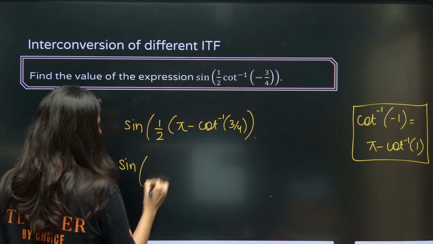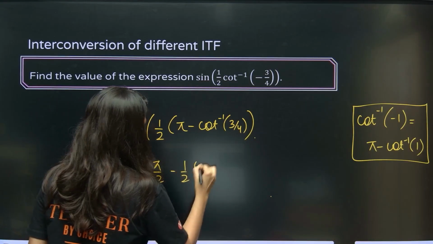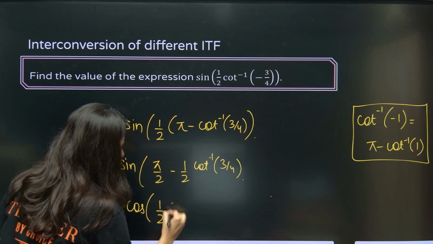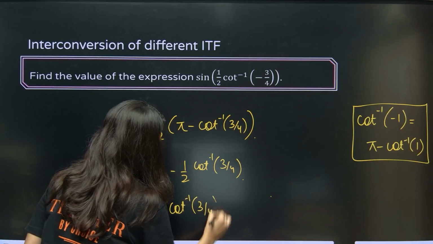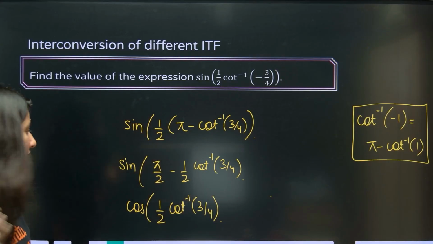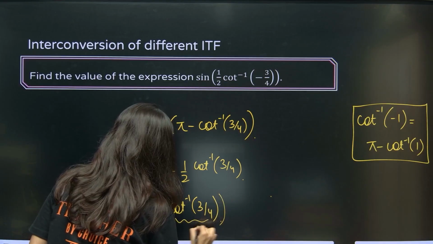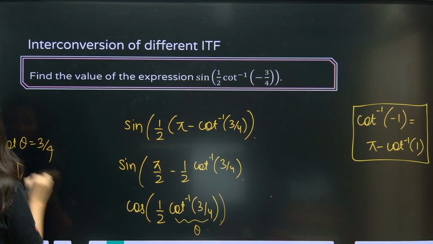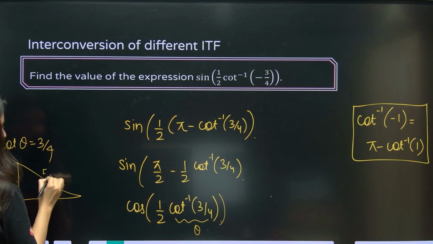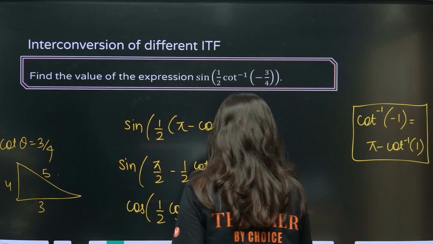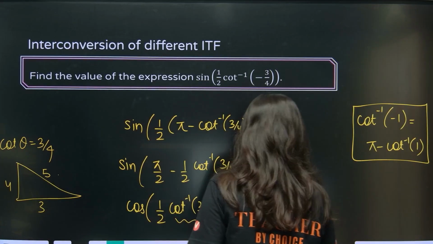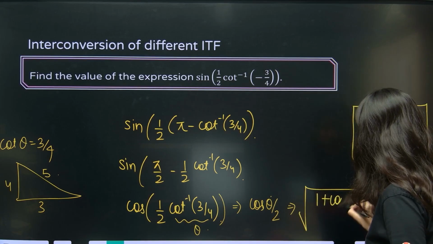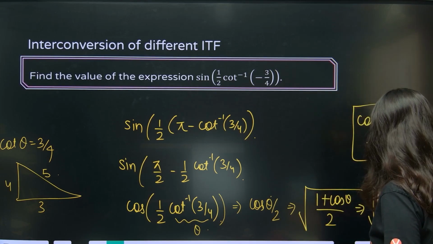Now this is sine of pi by 2 minus 1 by 2 cot inverse 3 by 4. Sine of pi by 2 minus theta is cos, so it is cos of half cot inverse 3 by 4. Yes, everybody? Now you just put this as theta. So cot theta is equal to 3 by 4. So this is 3, this is 4, this will be 5. What do you want? We want cos theta by 2. Cos theta by 2 is going to be square root of (1 plus cos theta) by 2. Yes or no? Basic trigonometry.